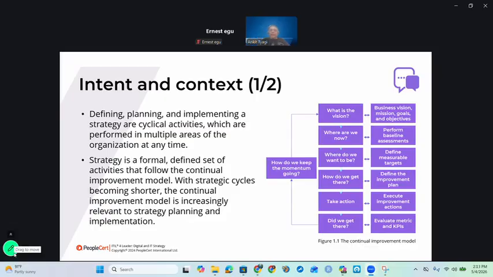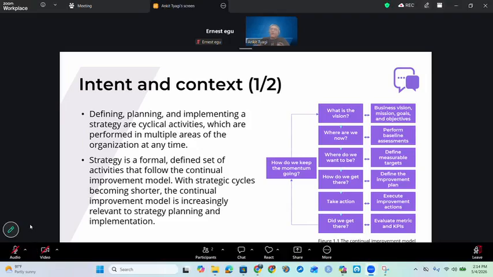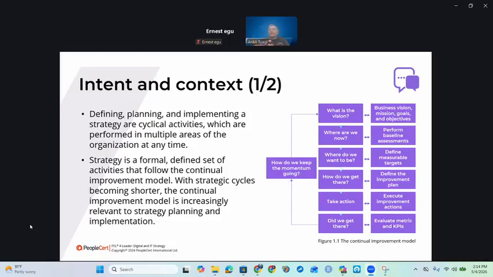Defining, planning, and implementing a strategy are cyclical activities which are performed in multiple areas of the organization at any time. Well, of course, there can always be different types of strategies. For example, if my organization is a geographically dispersed organization, or if it's a larger organization, strategies can be implemented in different domains, different departments, or different functions. So they keep running in cycles, but what we have to ensure is that we are always aligned with the overall vision of the organization.